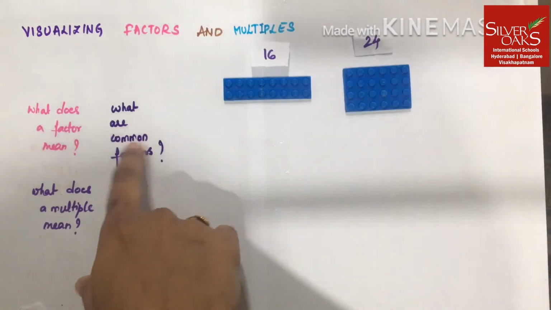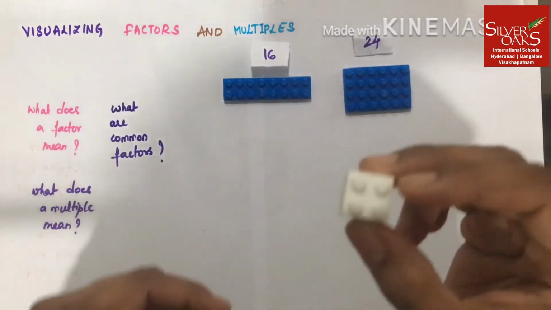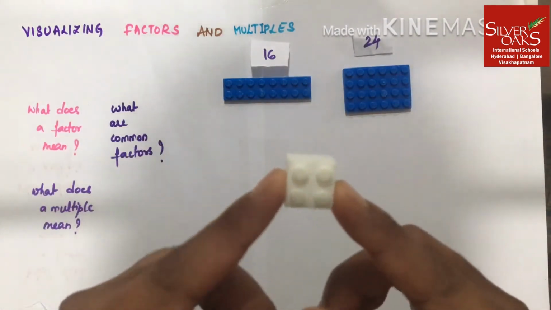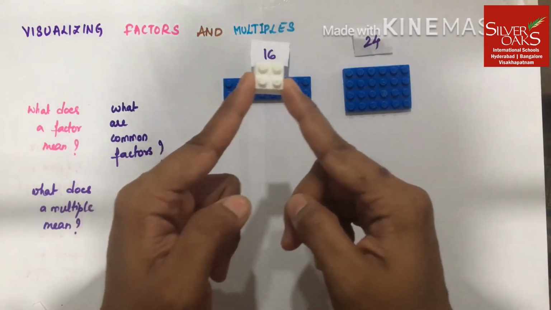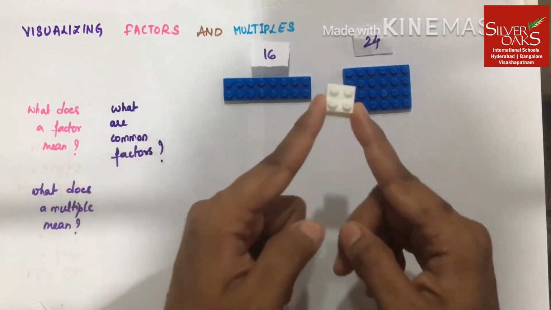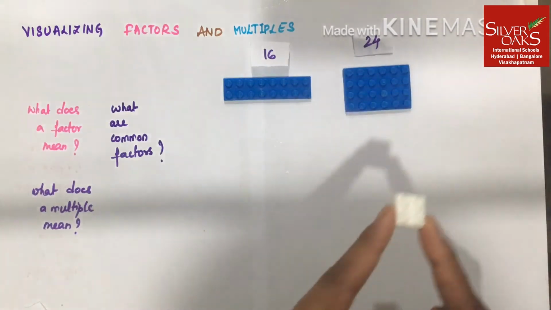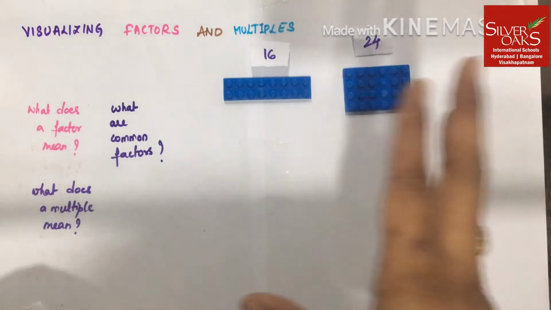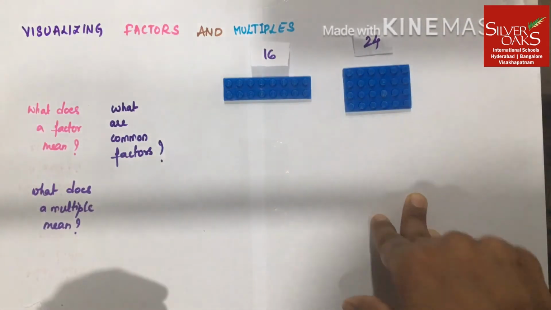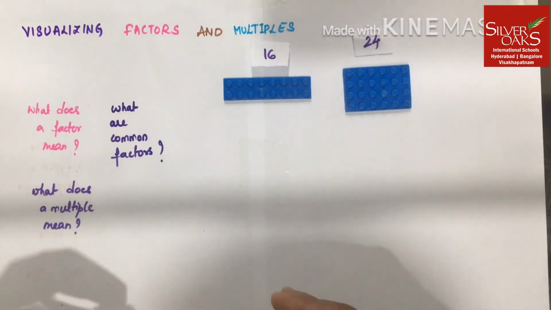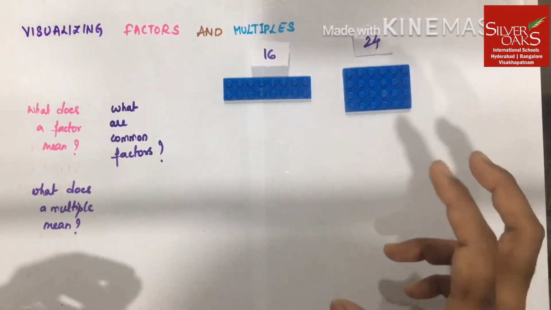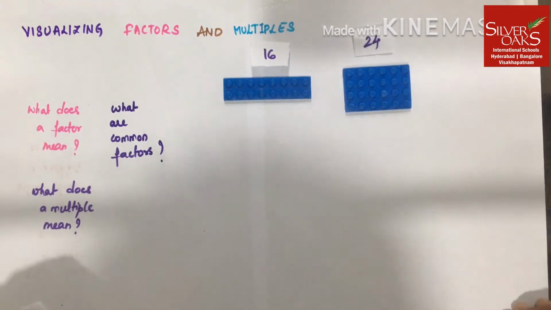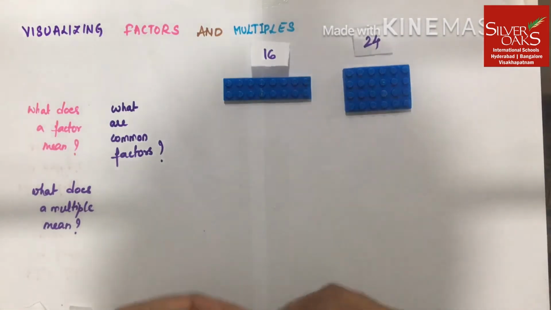Now, the word common means, like if I'm using a Lego size of 4, if I start filling my 16, it should fill the whole base. Similarly, it should be able to fill my whole 24. So, if a number can fill my 16 and also my 24 base, I can say that it's a common factor of 16 and 24. Let us identify the common factors.